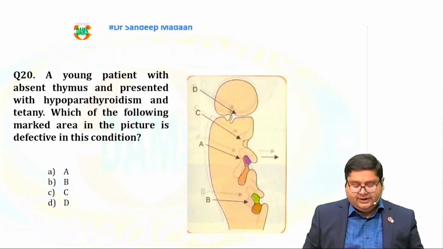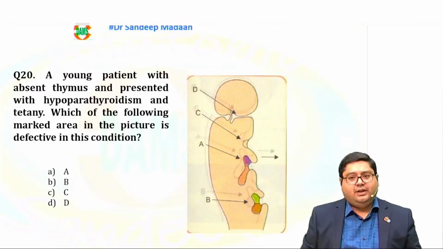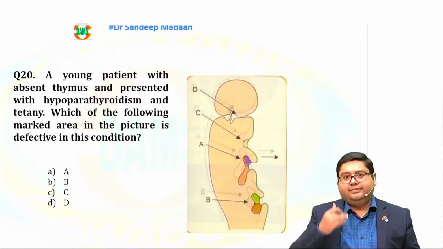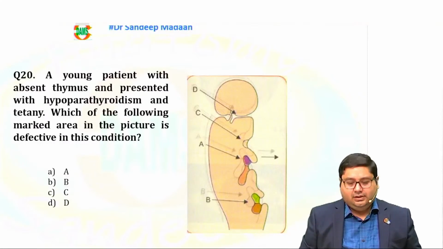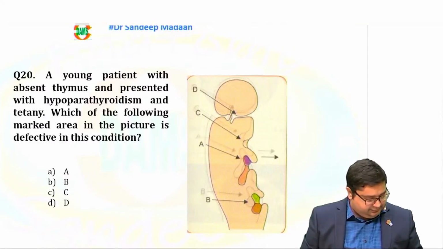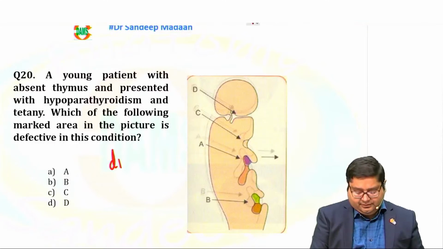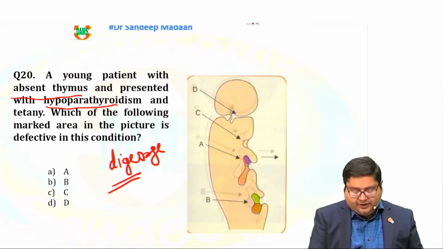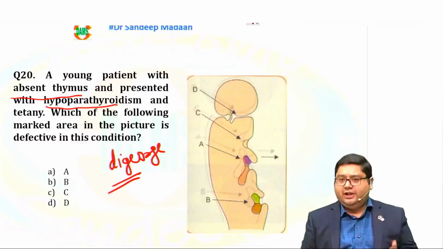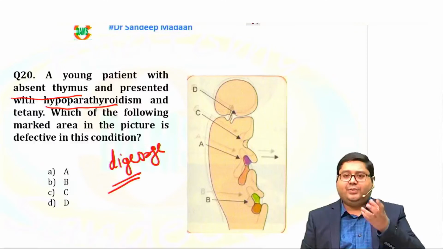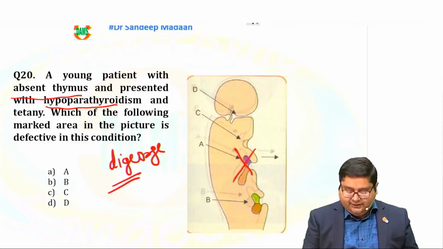Yes. Now this, what is the name of the condition? The name of the condition is DiGeorge syndrome. Because the thymus is absent and there is hypoparathyroidism, it means the third pouch straight away, because the third pouch makes the thymus and also some part of the parathyroid. So A is defective over here.